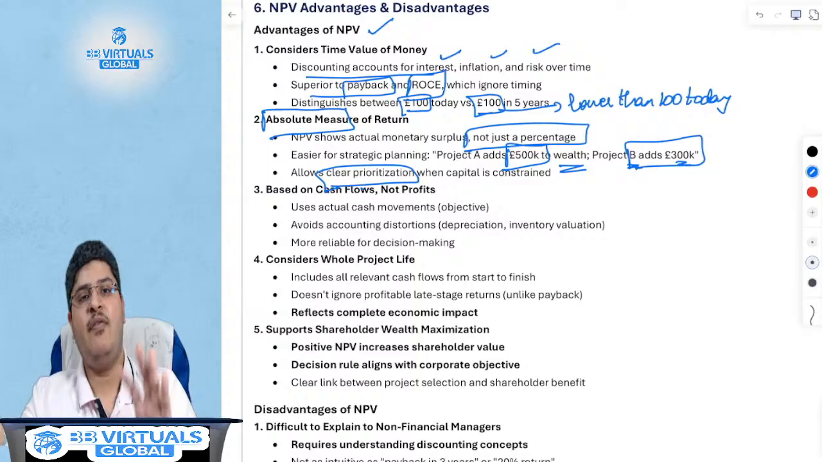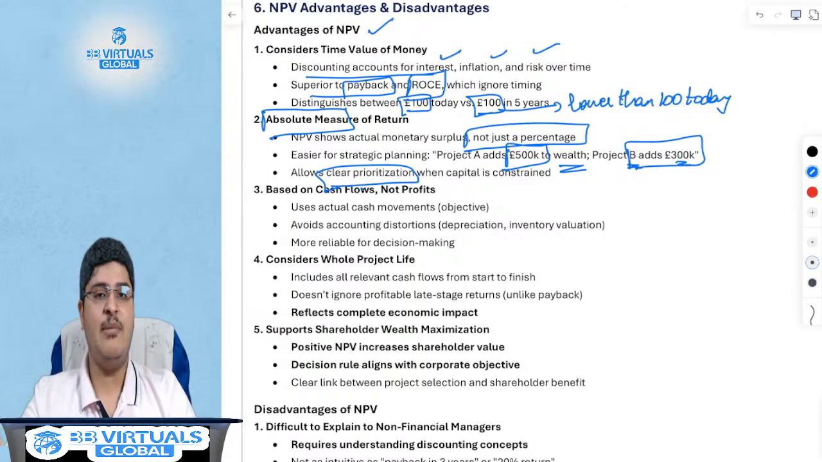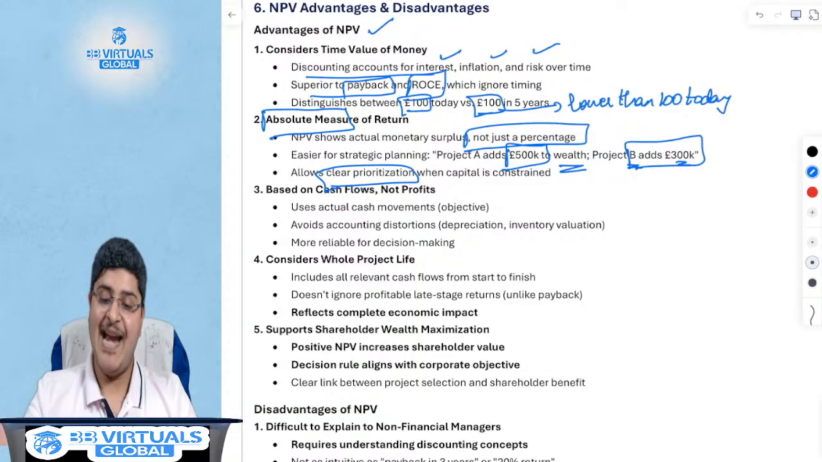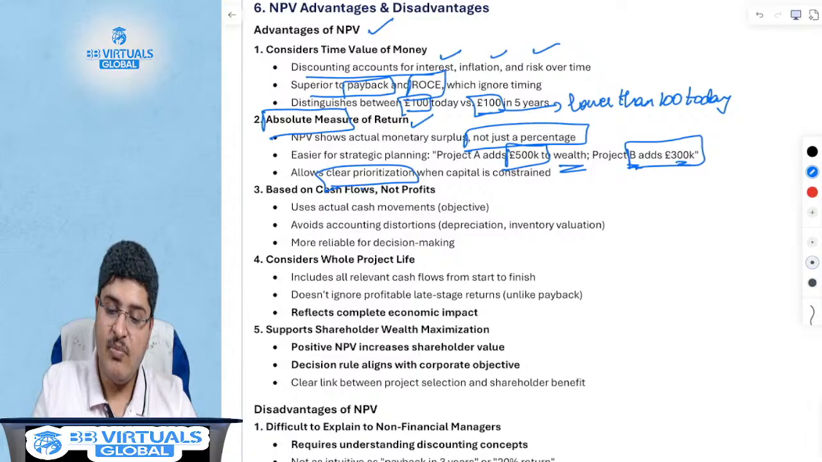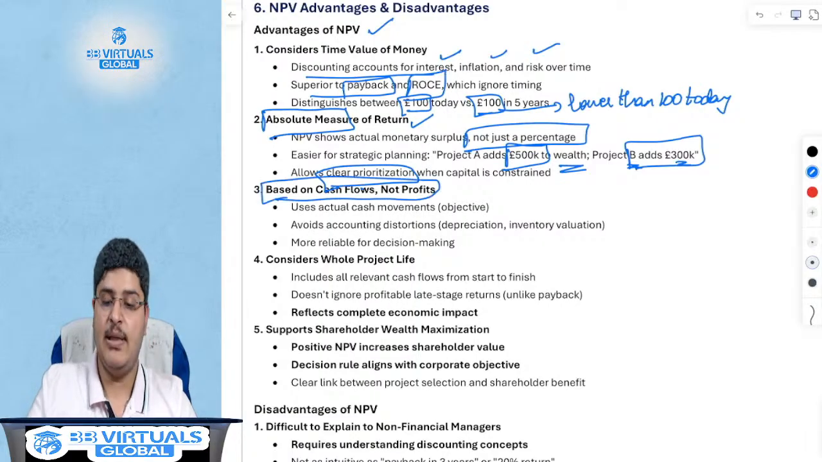What is the objective of financial management? The objective of financial management is to maximize the wealth of the shareholders, and hence the absolute measure of return, NPV, will help you maximize the wealth of the shareholders. It is based on cash flows, and not profits.